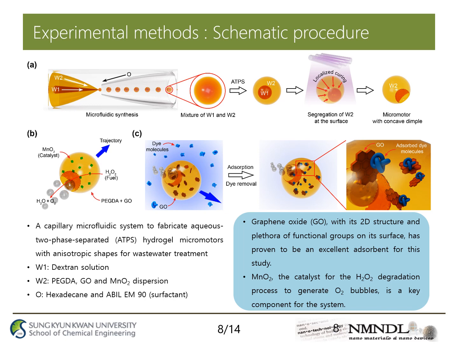curing and washing. The graphene oxide is employed here as an absorbent, owing to its 2D structure and plethora of functional groups on the surface. Manganese dioxide here is the catalyst for the hydrogen peroxide degradation process, which helps generate oxygen bubbles, and it is the key for the bubble propelling property of the micromotors.